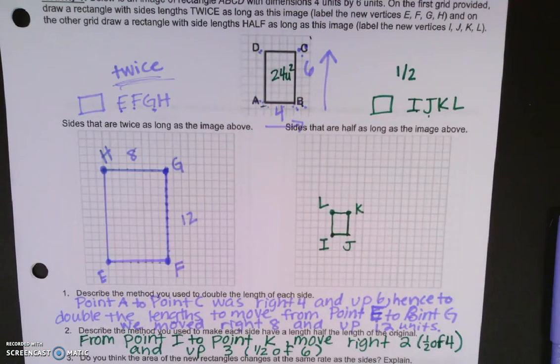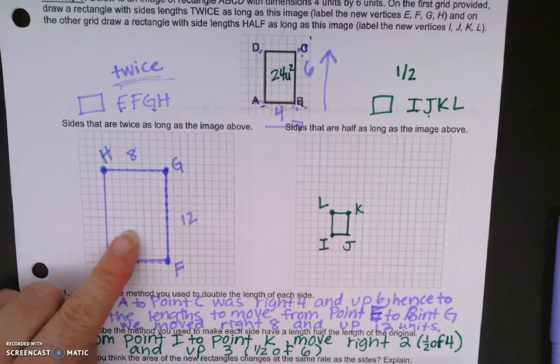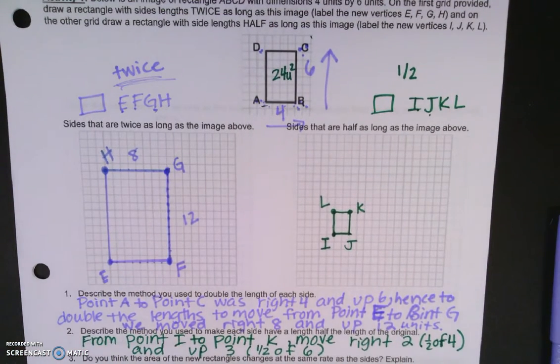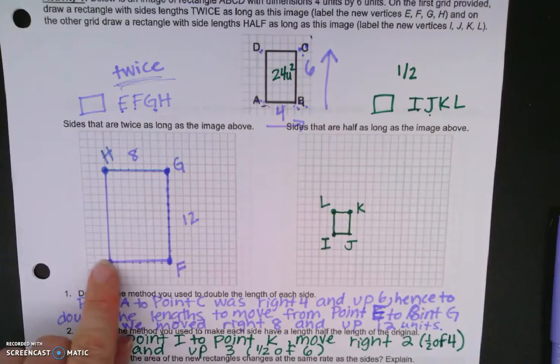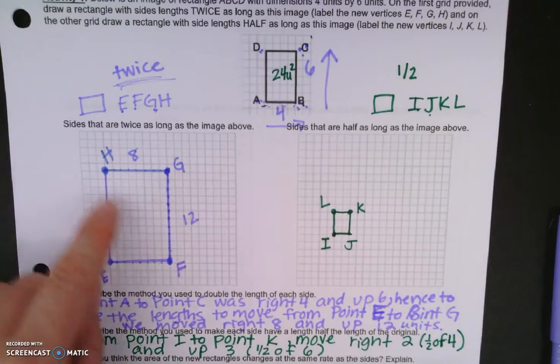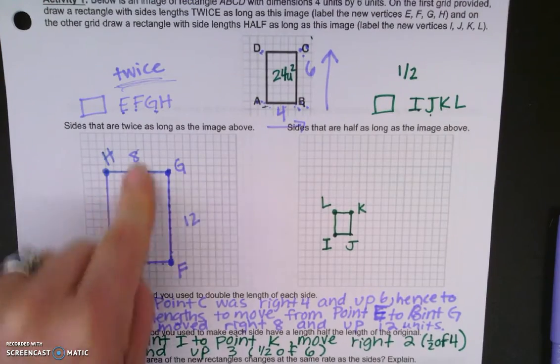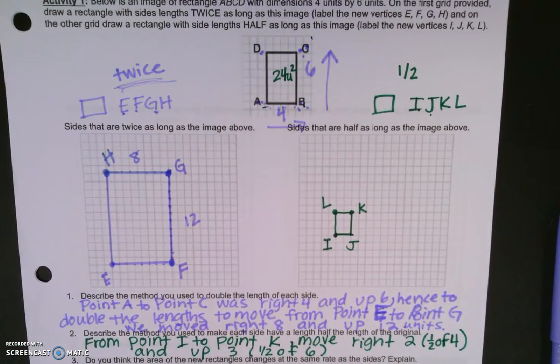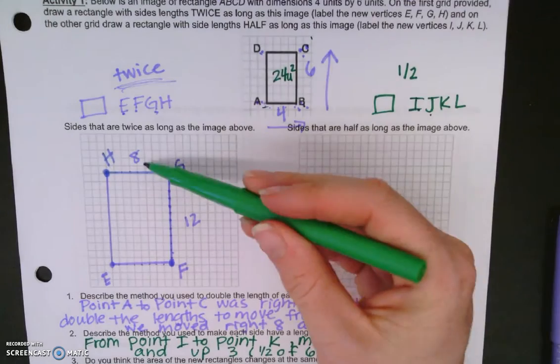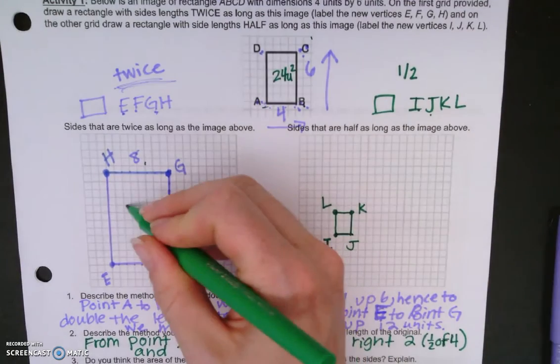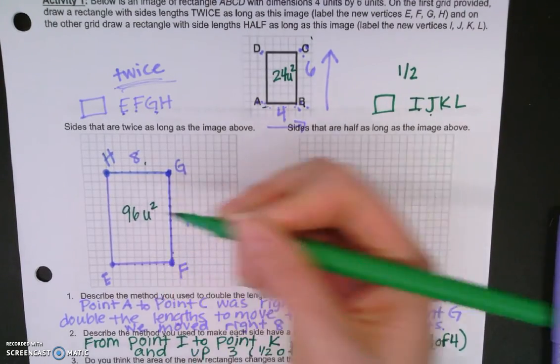And if we look at our big rectangle that we doubled, what would that area be? If we counted up all these blocks, we'd have 12 groups of 8 blocks, or if we went this way, 8 groups of 12 blocks. What's 8 times 12? Well, that's 96 units squared.